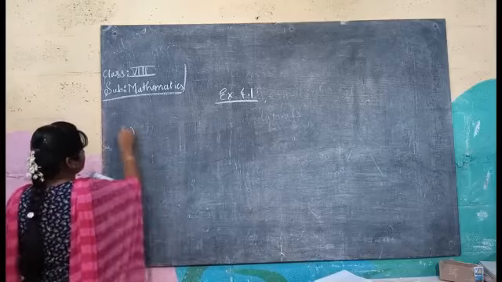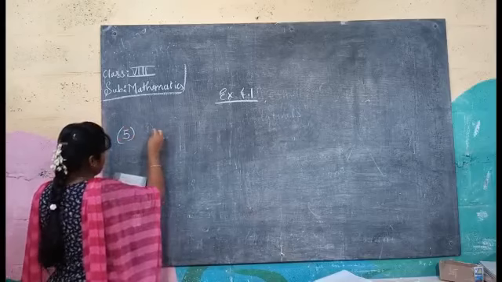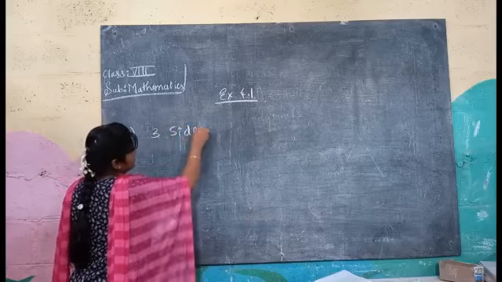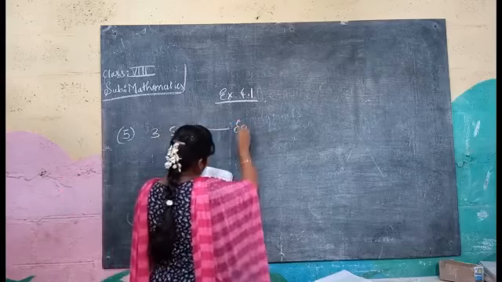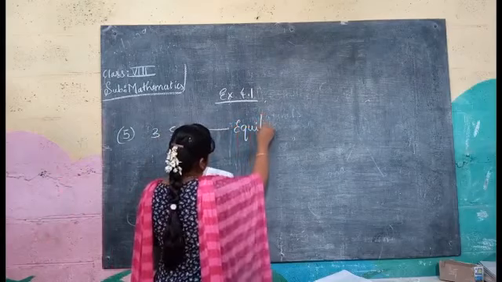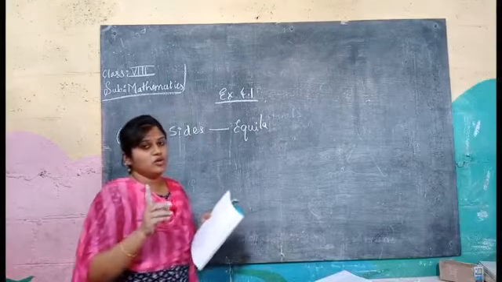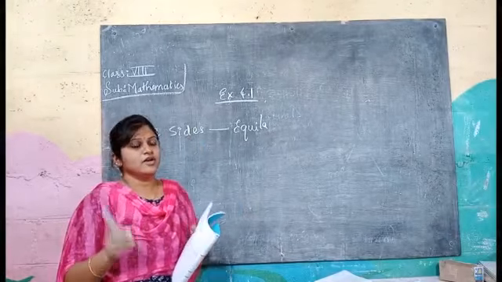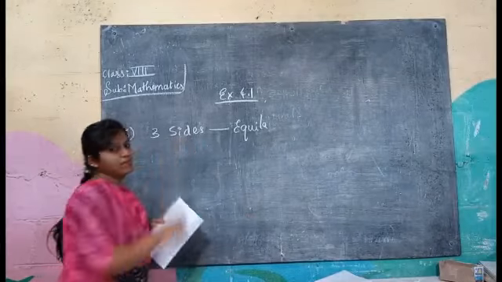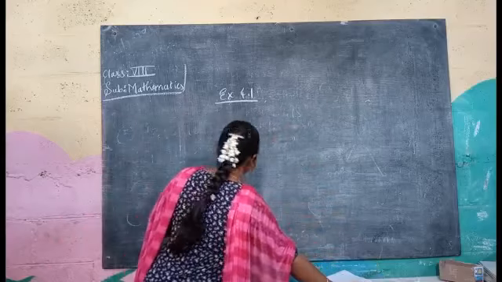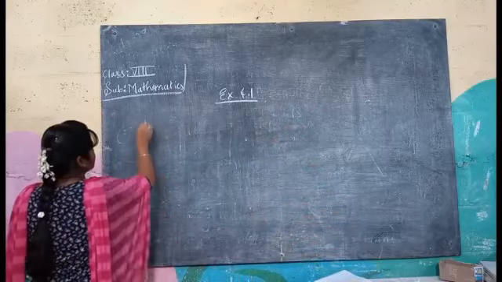5th one. Answer. I am writing only the answer. The 3 sides will always be an equilateral triangle. Definition you all know. The regular polygon definition you all know. You have to write it by yourself. I will write that also. Regular polygon definition.